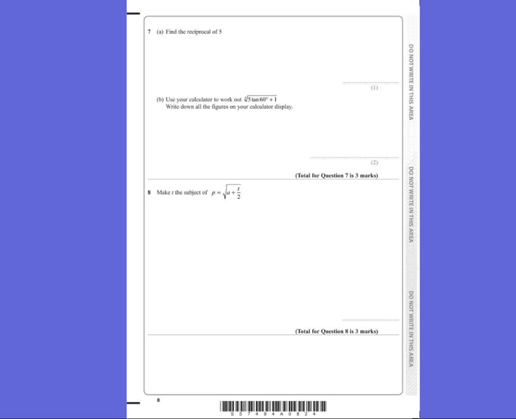Question 7. Find the reciprocal of 5. To find the reciprocal, you just put it as 1 over, so it'd be 1 over 5. Use your calculator to work out the cube root of 5 tan 60 plus 1. But we're using the trigonometry settings here, so we need it to be in degrees because the angle that we're using there is in degrees. So make sure you calculate it on degrees first, put that in and make sure you do it exactly as it says on there, and you should get 2.129754359.